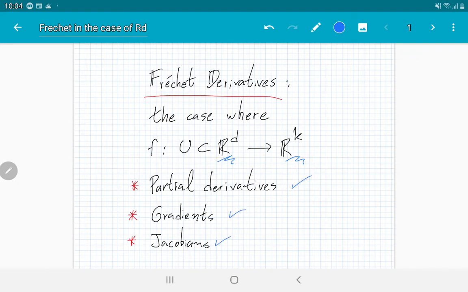know from calculus. And we're going to see that knowing how to compute partial derivatives is not in itself sufficient to compute the Fréchet derivative, even to know that f is Fréchet differentiable. However, if these partial derivatives are all continuous, then we can get the Fréchet derivative very easily.